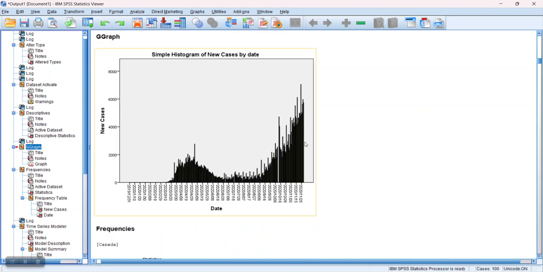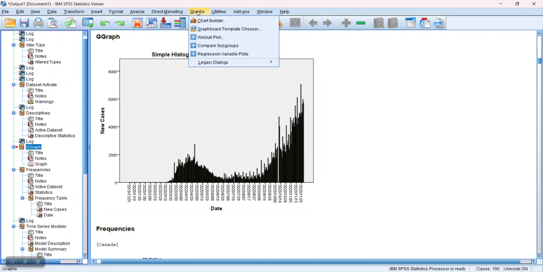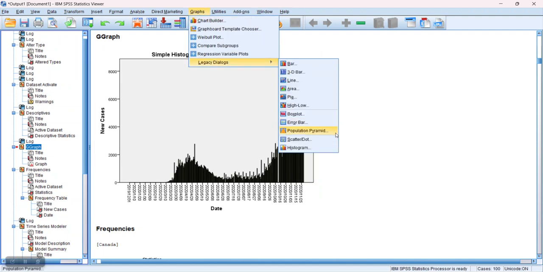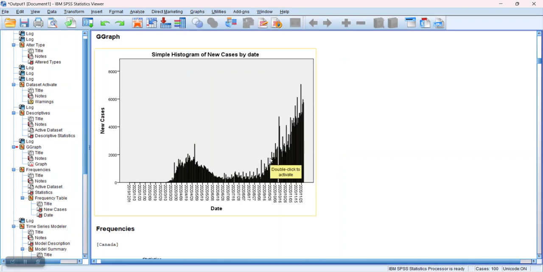So I included here a histogram using the chart builder, where you can find this one. This histogram visually conveys the increasing trend in COVID-19 cases as the pandemic progressed. We can have more analysis when we go to the time series modeling, which is the next one.